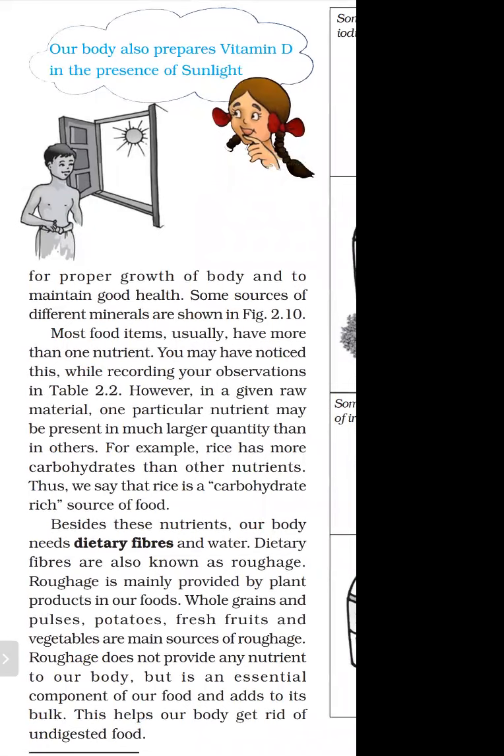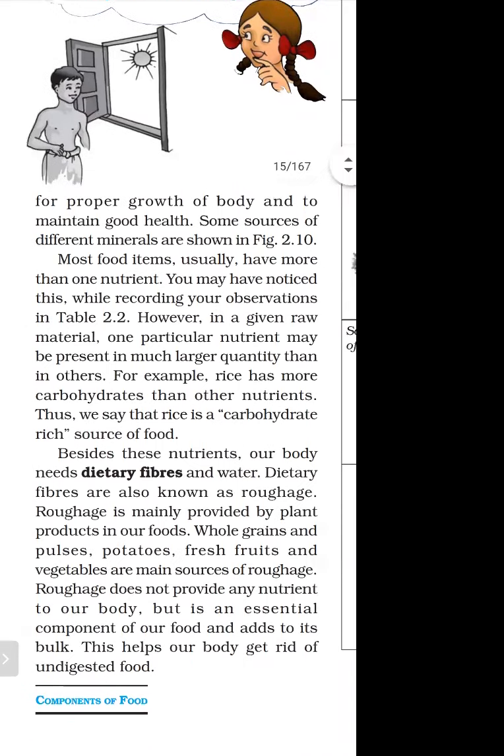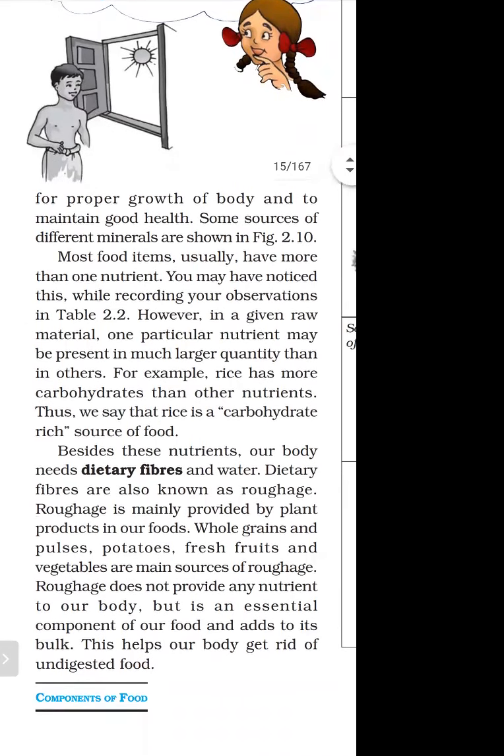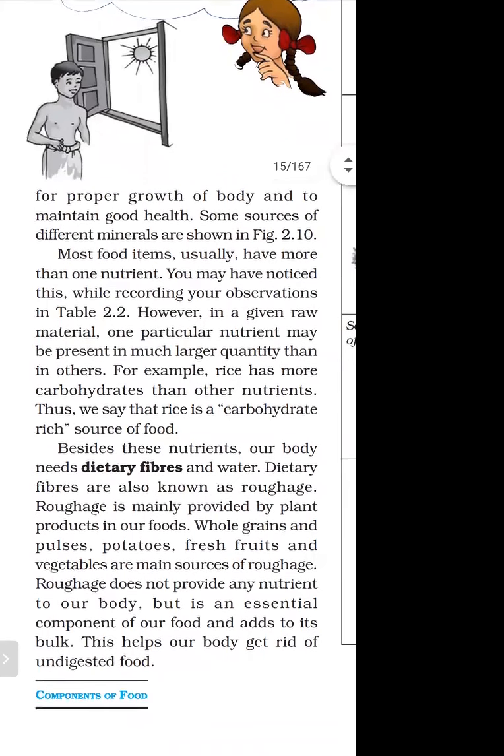Besides these nutrients, our body also needs dietary fiber. As we know, we require protein, carbohydrates, fats, vitamins and minerals for the growth of the body. Apart from these nutrients, our body also needs dietary fiber and water. And what is dietary fiber? Dietary fiber is also known as roughage, and it is obtained from vegetables.